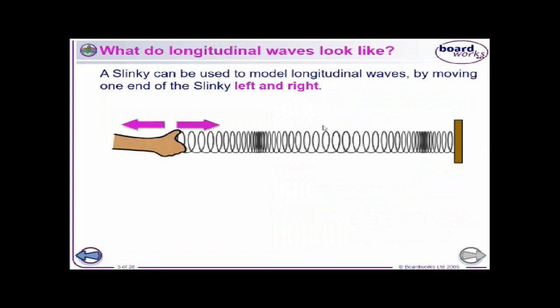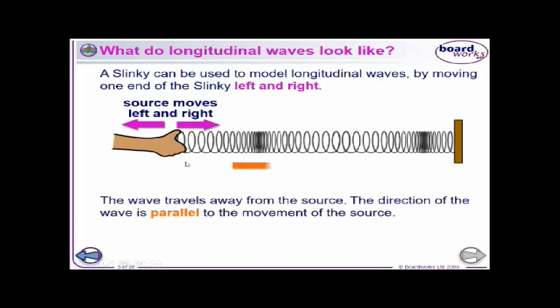So if we're using a slinky to represent this, we've got our hand moving backwards and forwards, and a wave travelling from left to right. Okay, so the vibration of the wave is like this, the wave is travelling this way.